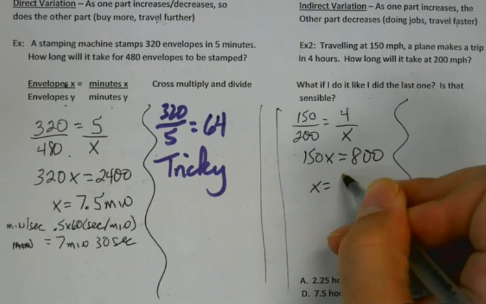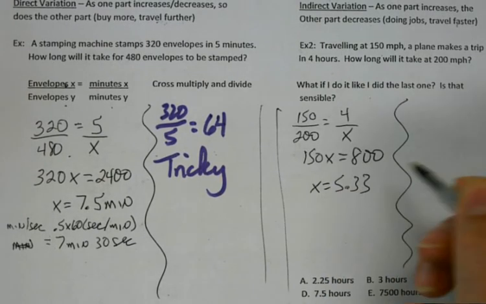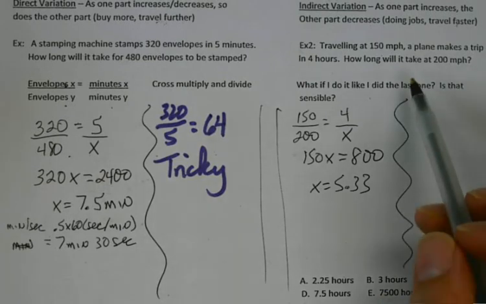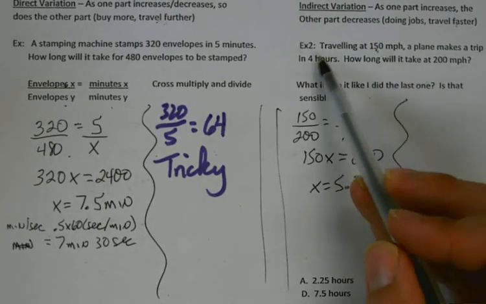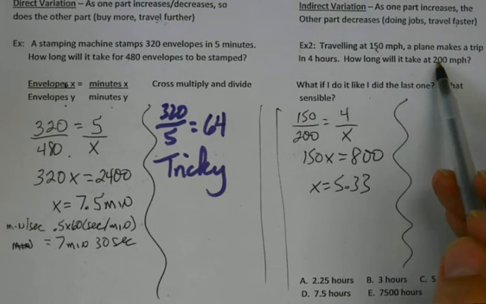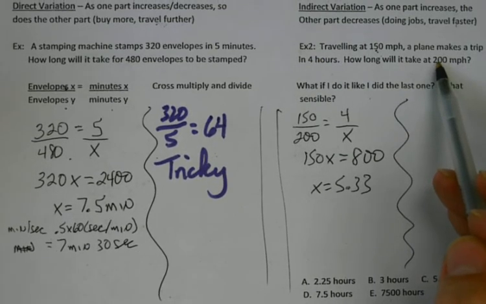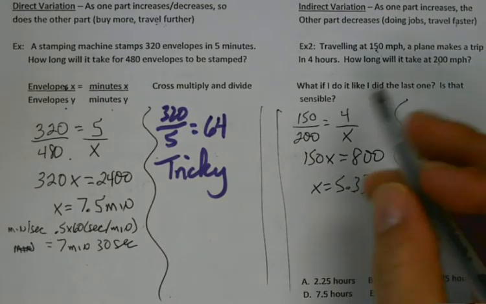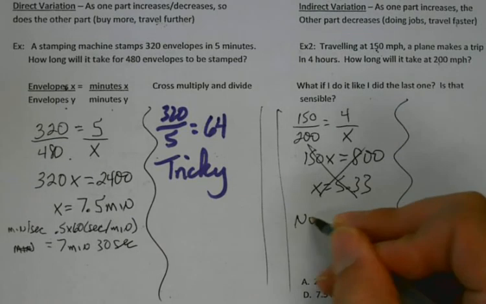And you're working through and you get 5.33 and you're like, this is sweet, and you go to look at the answers. I don't see that anywhere. What's going on? Let's use a little common sense for a minute. I was going 150, it took me 4 hours. I'm going faster now, right? 200? Should it take me longer or shorter of a time to get there? Shorter. Well, why is it taking me longer? Okay, this doesn't make sense.